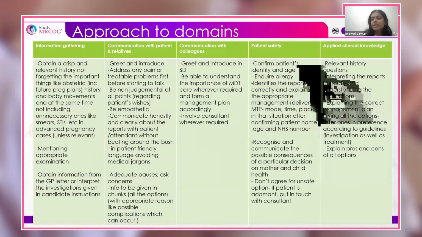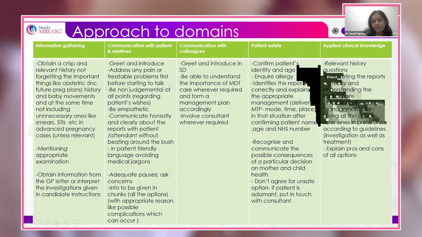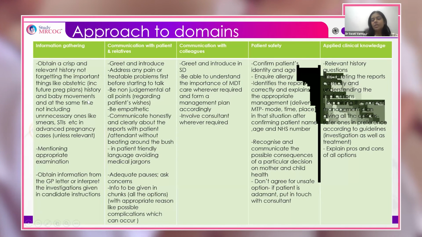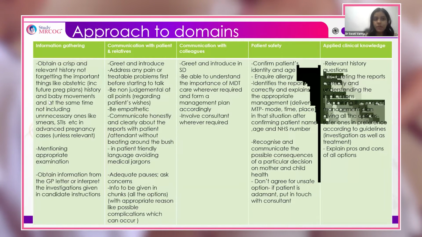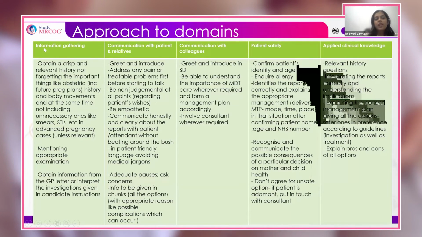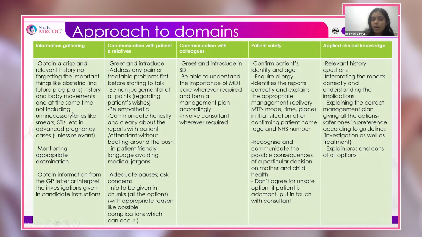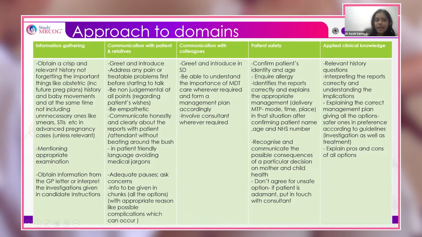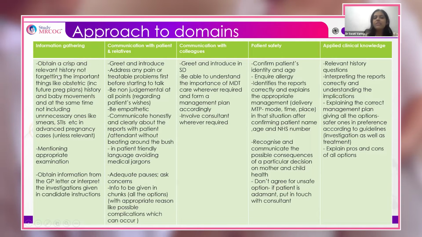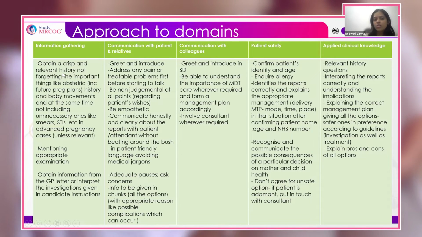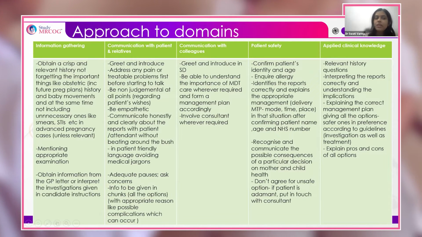Now, this slide basically tells us the approach to domains. Information gathering: you have to look very carefully at the candidate instructions to see whether you are being marked on information gathering or not. Sometimes you may be marked, where you have to obtain a crisp and relevant history. Even if you are not being marked, you can't skip history on the whole. But if you are not being marked on information gathering, the history needs to be shorter as compared to when you are being marked. So obtain a crisp and relevant history.